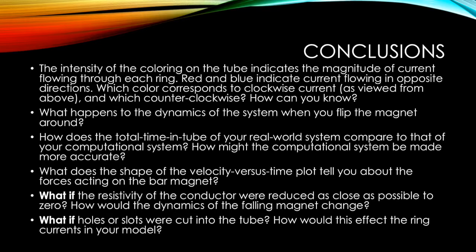I then looked to find, if the resistivity of the conductor was reduced as close to 0 as possible, how the dynamics would change. And I found that the time in tube when the resistivity is near 0 is greatly increased. I believe it was about 8 or 9 seconds versus the 3 seconds in my computational model. I also would assume that cutting holes or slots into the tube would affect the currents, because there would be less magnetic force from the rings because the area of the rings would be much smaller if there were holes cut into it.